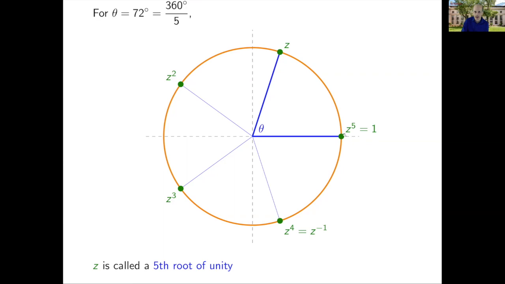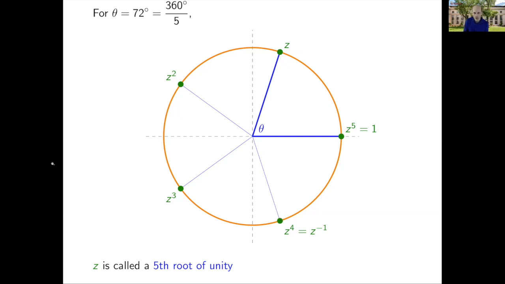And because z to the 5th is equal to 1, the number z is called a 5th root of unity. Just like a square root of 3 would be a number whose square is 3. If you have a number whose 5th power is 1, then it's called a 5th root of 1, or 5th root of unity. And if you divide this by z, then you'll see that z to the 4th is also the same as z inverse. So you could also call this point z inverse. And you can see the relationship with that and this one is that it's a sort of mirror reflection.